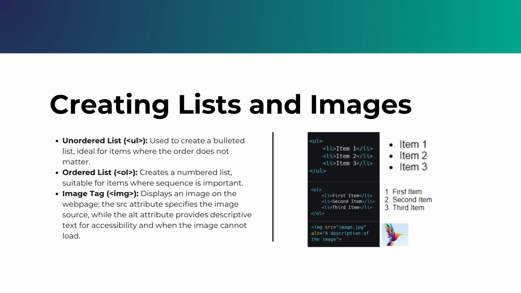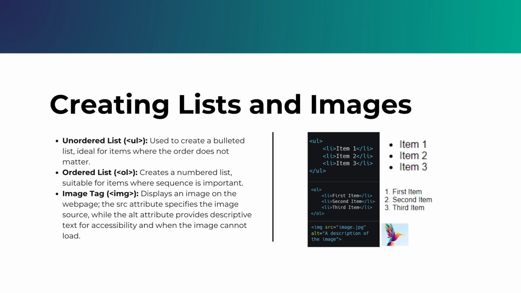Next, let's move on to another key aspect of web pages: lists. HTML allows you to create two types of lists: ordered lists and unordered lists. Ordered lists are numbered, while unordered lists are bulleted. Let's take a look at how each one works.